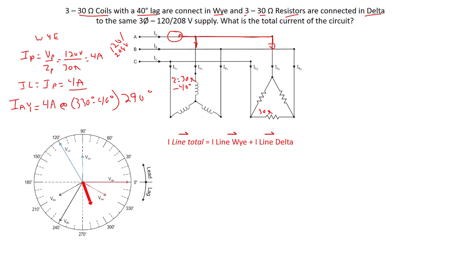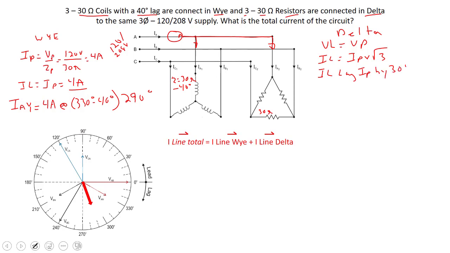Now let's have a look at the delta. If we recall the rules for delta, V line is the same as V phase. And when we have a balanced circuit, I line is equal to I phase times root 3. We can also say that I line in balanced lags I phase by 30 degrees. These two rules are for balanced circuits only. Okay, we have 3 30 ohm resistors. We're balanced, so we can apply those rules.